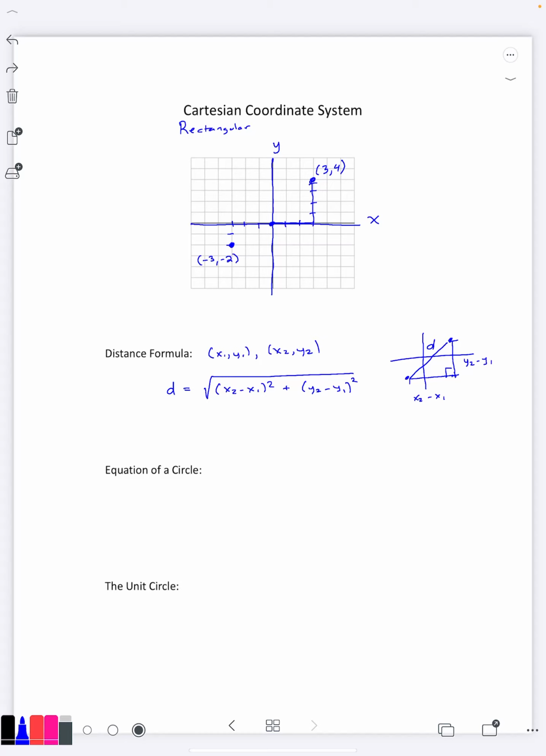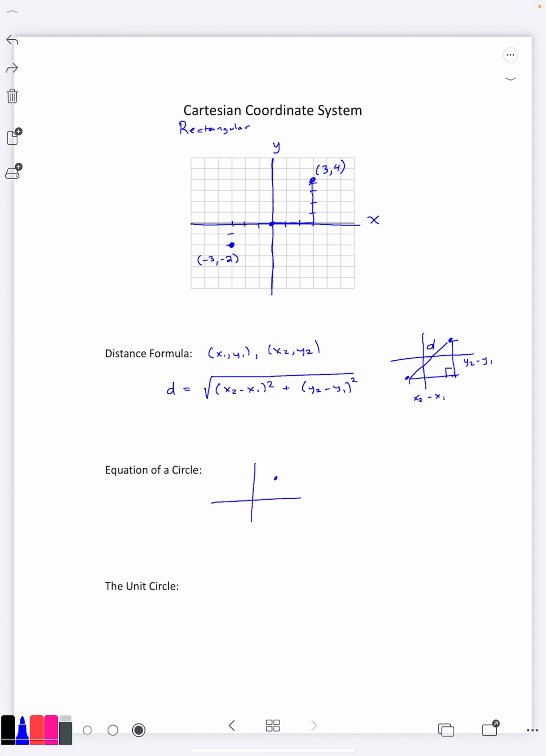Now we aren't going to be using the distance formula all that often in this class, but it is a useful tool to have in the times that you can use it. More importantly, we're going to use the distance formula to figure out the equation of a circle. So how can we describe a circle?